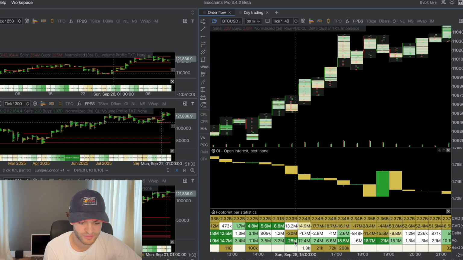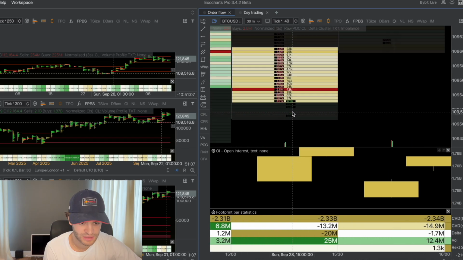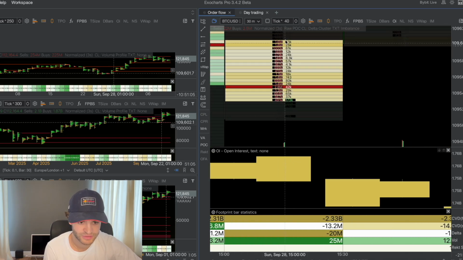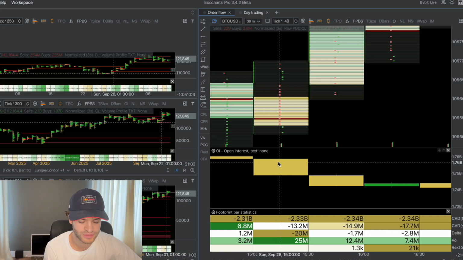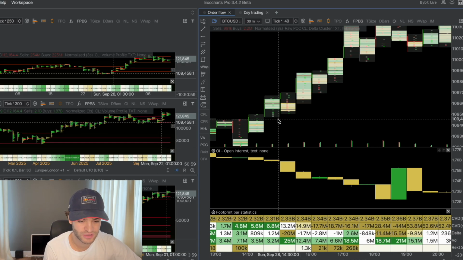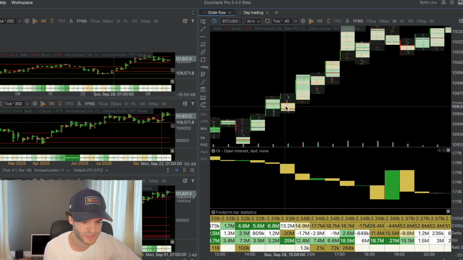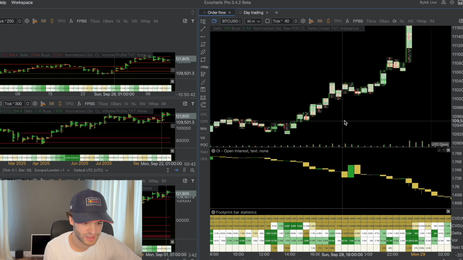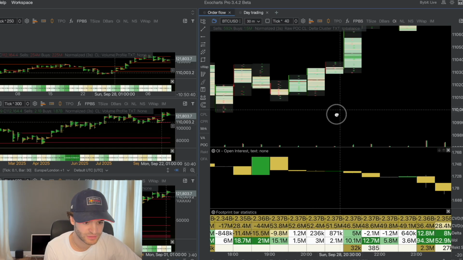Sure, here we have 25 million, but I can clearly see that it is caused by longs taking profit. And that's because you have very negative delta, minus 20 million. You can clearly see there's a lot of shorts opening with declining open interest, which means that people are closing their long positions. So these are not new longs that are opening. So that's just people taking profit. And once again, we never really have crazy volume. As you can see, even here, we continue our uptrend.